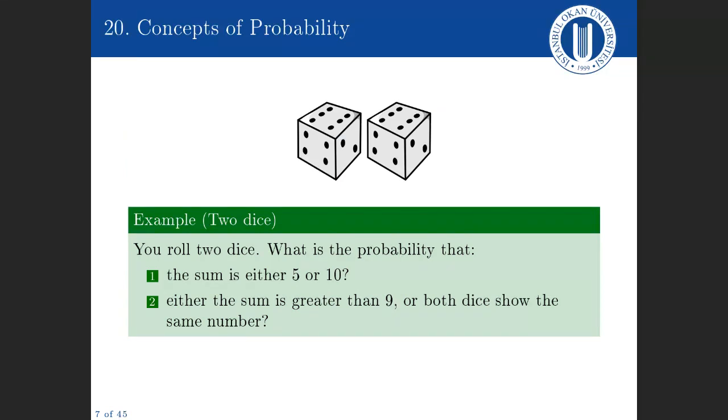So, for example, you roll 2 dice, and these dice are the same. We can assume that these are fair dice, so each side is equally likely to finish on top. And these dice have the numbers 1, 2, 3, 4, 5, and 6 on, so ordinary dice. Question 1: what is the probability that the sum is either 5 or 10? And question 2: what is the probability that either the sum is greater than 9 or both dice show the same number? And we're happy with, for example, 5 and 5, because that's showing the same number and greater than 9. We're happy with that.